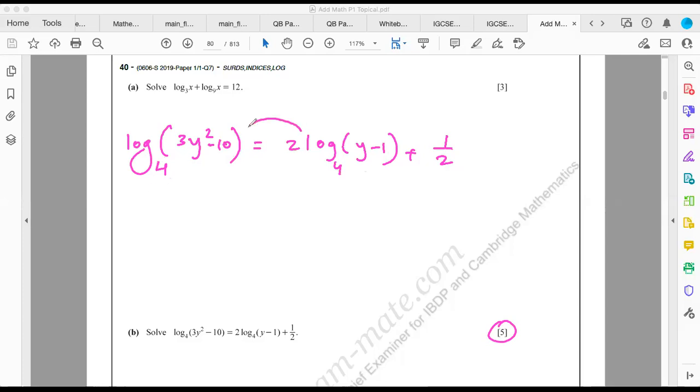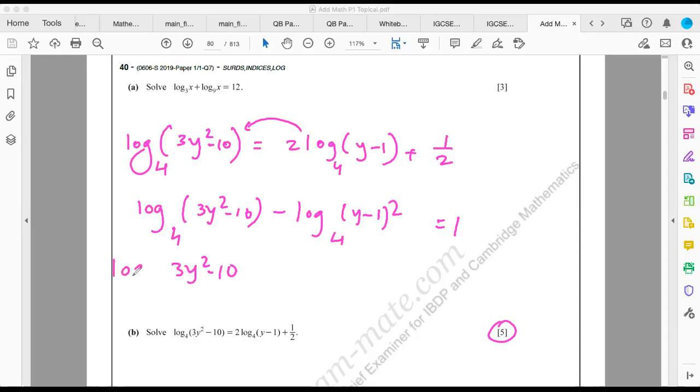So first you bring in this thing here. So it'll become log of 3y square minus 10 to the base 4 minus, and you can pull the power 2 back, so it'll become log of y minus 1 the whole square to the base 4 equals to half. So you get 3y square minus 10, if you apply the division property, over y minus 1 the whole square equals to half. So this will become 4 to the power half, which is 2.